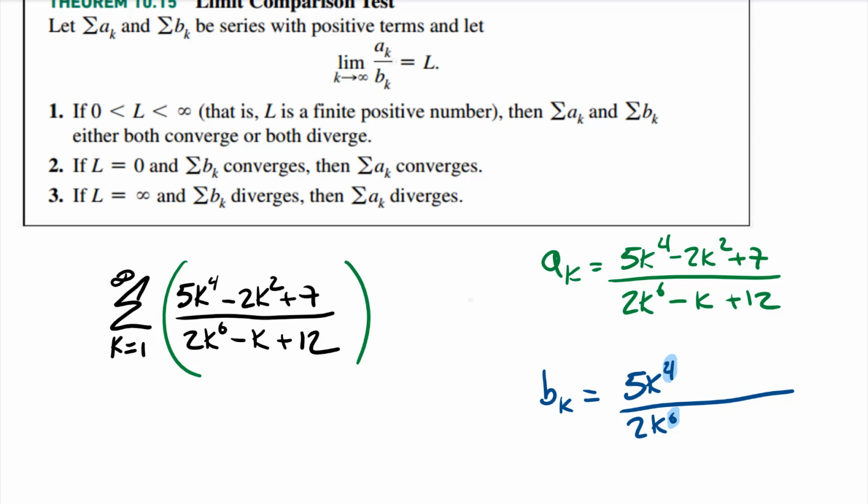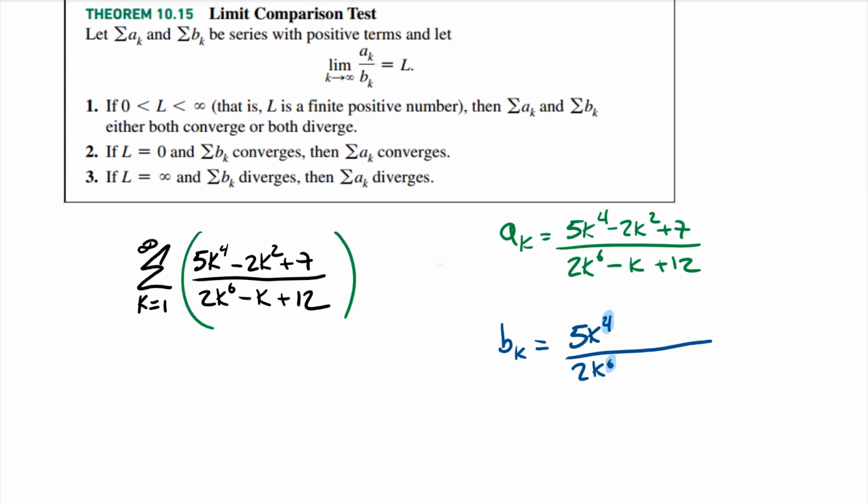So we just look at the leading terms at the beginning. We don't care about the negative 2k squared. We don't care about the plus 7. Down in the denominator, we don't care about that negative k. We don't care about that positive 12. The only thing that's going to matter as we tend towards infinity is going to be the largest terms. So now we can clean this thing up and we can go, all right, well, there's some b sub k, which is 5 over 2k squared. Okay, there's our b sub k.